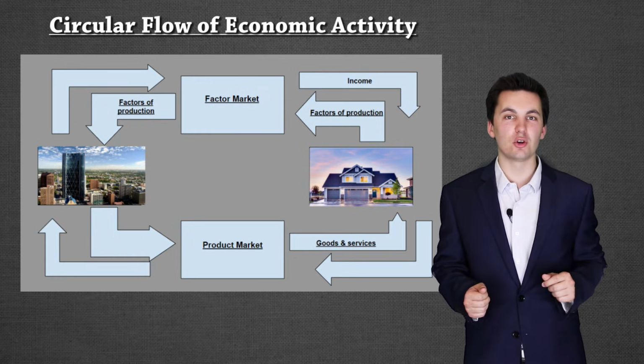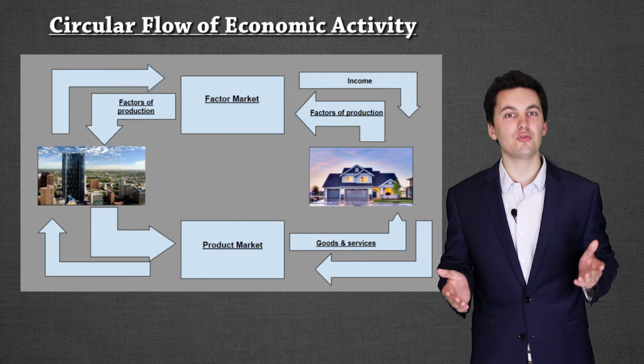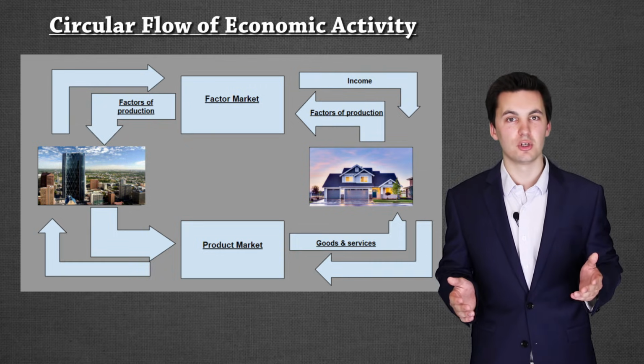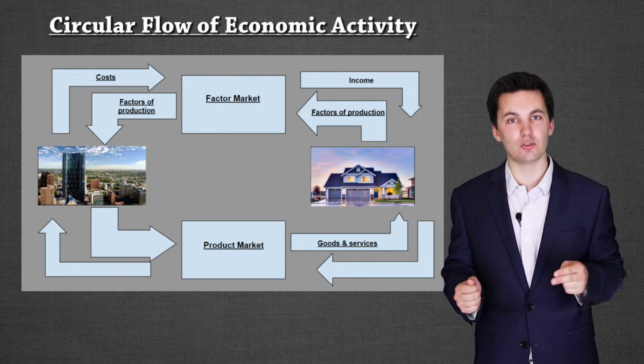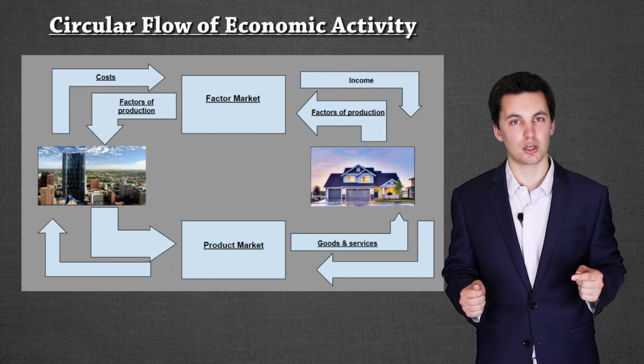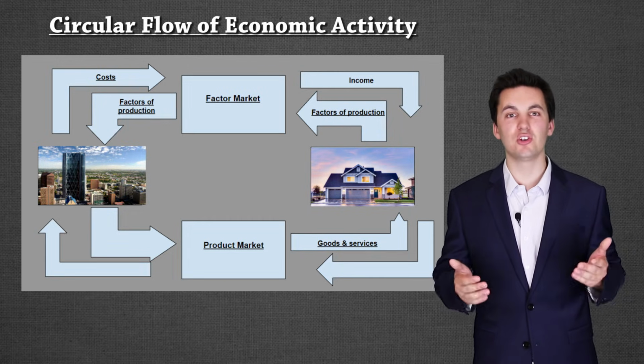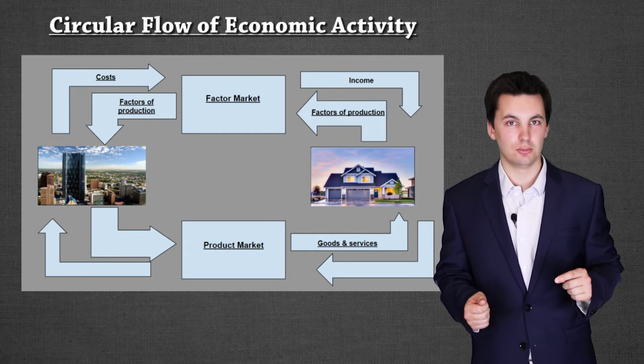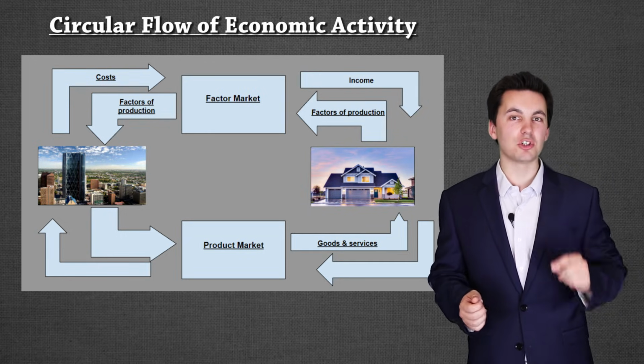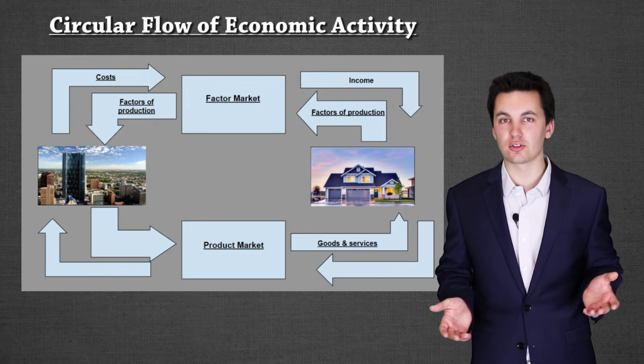Now, the other thing that goes into the factor market then is money from the businesses and firms. In order for money to get to households, it has to go through the factor market. So by working in that factor market, you are producing for a business or firm, and then they end up paying you. So the other thing that's going out of the factor market then is the factors of production.